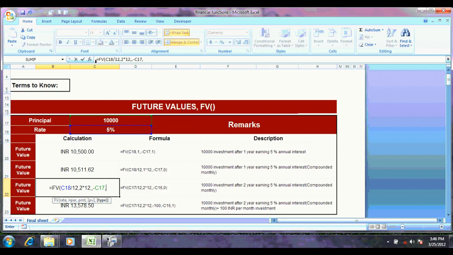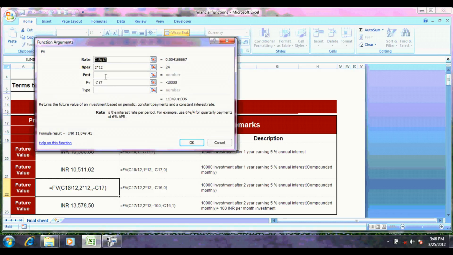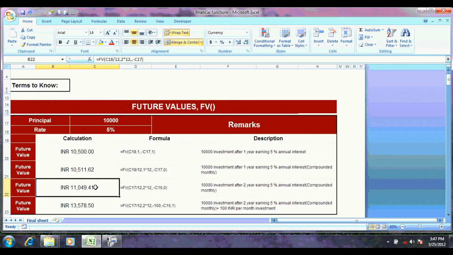Okay, there is one more thing which you will be seeing, which is the type. Type is a value representing the timing of payment. Payment at the beginning of the period is 1, payment at the end of the period is 0 or omitted. You can skip that, that should not be an issue. So, 11049.41.